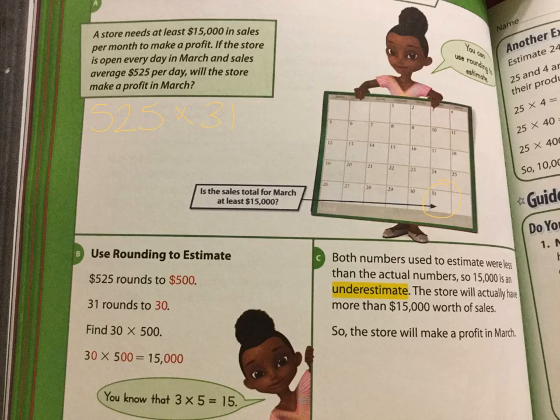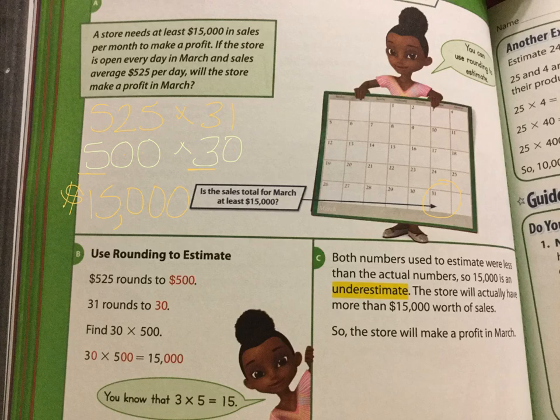We're going to say that 525 rounds down to 500, and then 31 rounds down to 30. Okay? It is so easy for you guys to multiply 5 times 3. You guys know that is 15. And then we have 1, 2, 3 zeros to add on to the end. We would place our comma, don't forget your $ sign, and we would say that our estimated profit would be about $15,000 for the month.